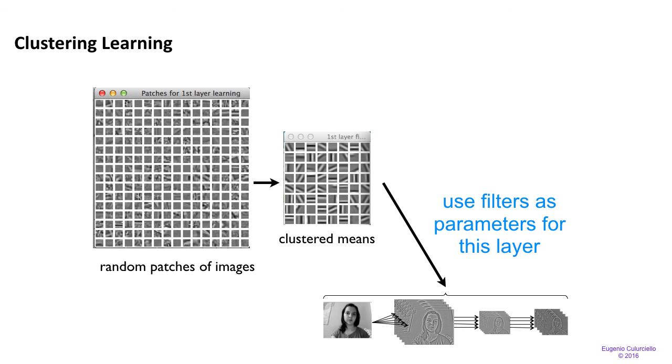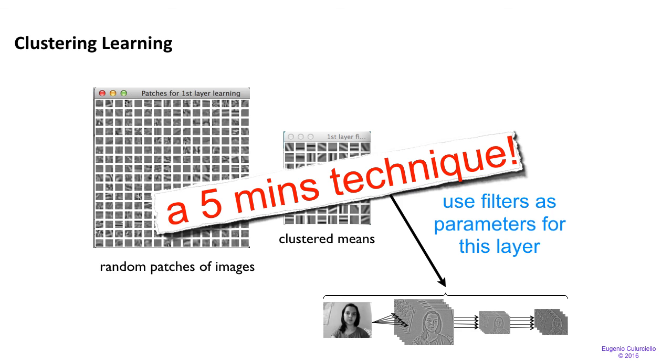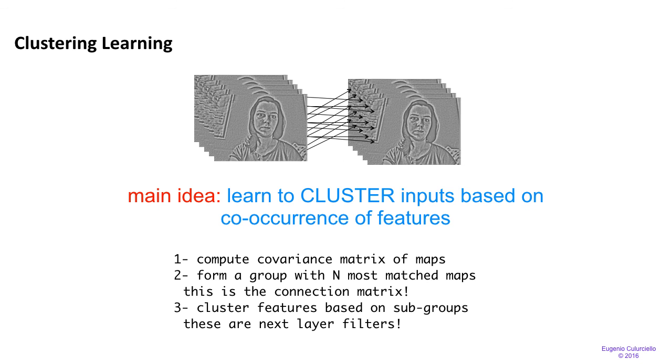So we take random patches of images, the input, and then we cluster them together. If you think of a neural network layer that does convolution, max pooling, and ReLU, we use these filters for the convolution. It turns out that this is a very fast technique because you're just clustering bits of the inputs. It takes five minutes, much faster than training supervised, even for just one layer.